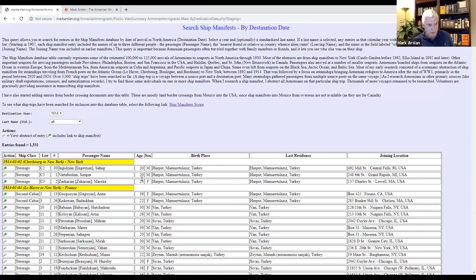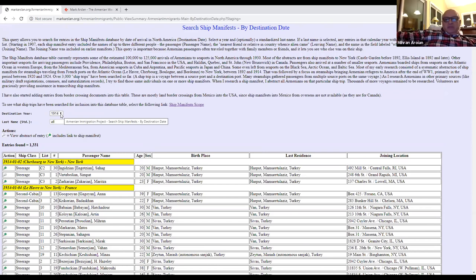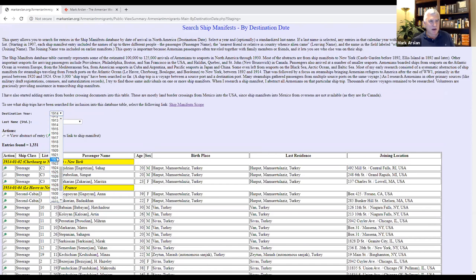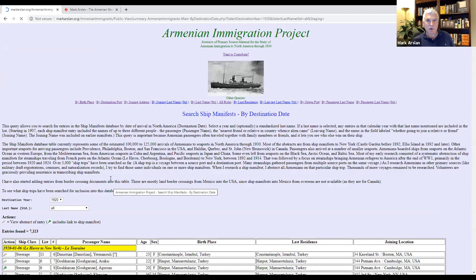So first thing I want to do here is let's look at a ship manifest entry from 1920. So you see 1914 is a destination year. Everybody see that? Yes. Okay, good. So we haven't moved off of that yet. Okay, so what I'm going to do here is search down to 1920. So now I'll go to 1920 and then it'll refresh the screen here.